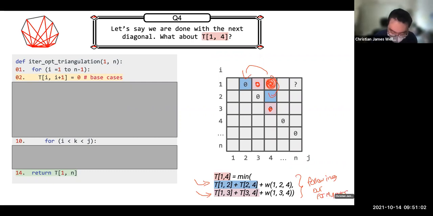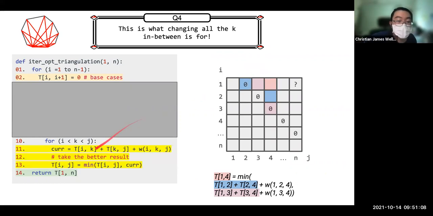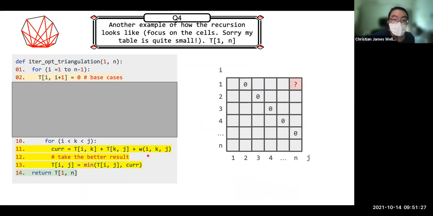Okay, so with that in mind, this inner loop over here for i less than k less than j is exactly changing all the k in between. The changing of the k is precisely for you to compute all these values over here.